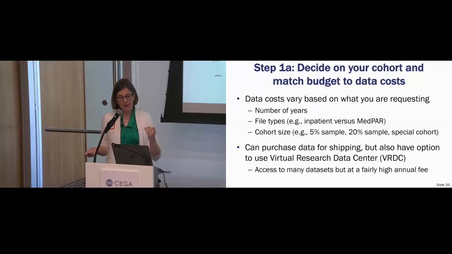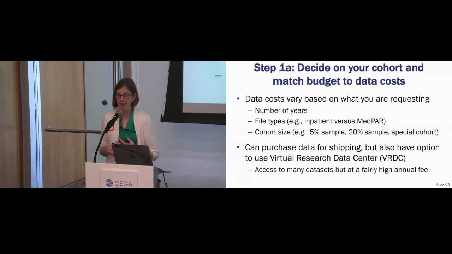So then you need to think about your cohort size. So you can request a 5% sample. For some of the Medicare claims data, you can request 100% sample, but for others, you can only request 20% no matter what. You can't do it, unless you're working on, say, a contract for CMS where you can get access to all the data you want.